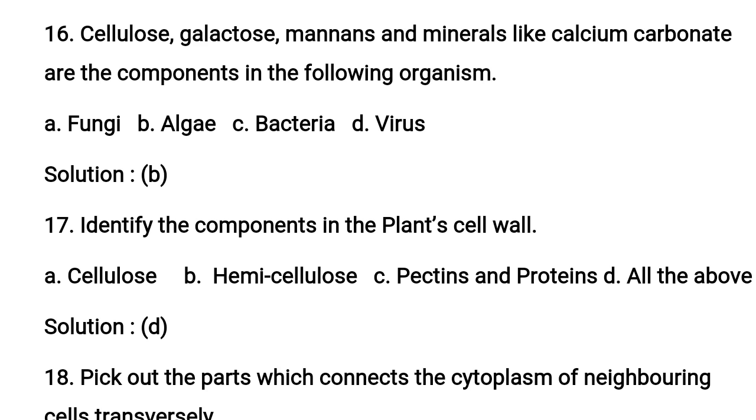How come it is? Let's see the explanation. Algae have a cell wall, right? Like green algae, brown algae, red algae, as we learned in earlier chapters. The cell wall is made up of different components like cellulose, galactans, mannans, and minerals like calcium carbonate. Understand? So this is an absolutely important concept. The correct option is option B, algae.